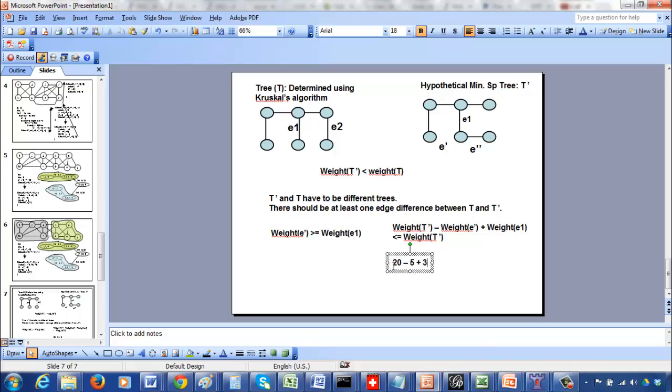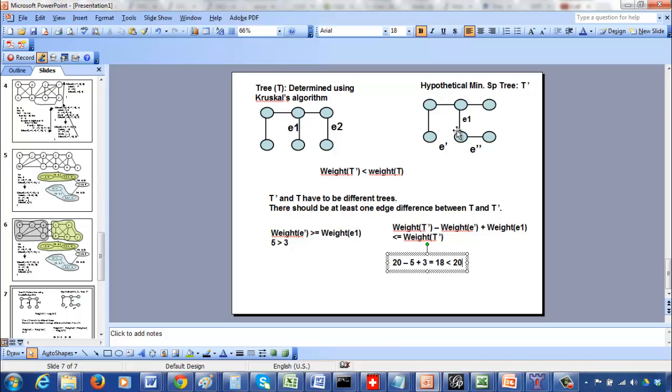Weight of E1, which is 3, because we know that the weight of E prime, say in this case 5, is greater than or equal to 3, right? It's actually greater than 3. So the net value, which is 18, is less than the initial weight of T prime, which is 20.